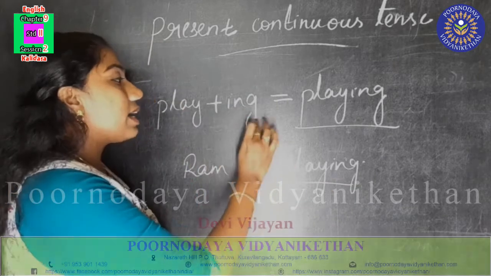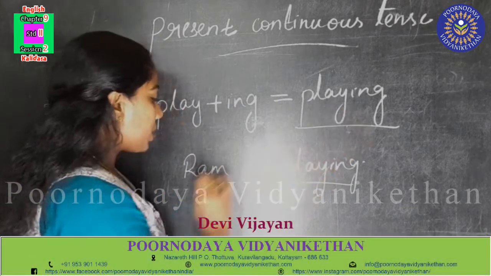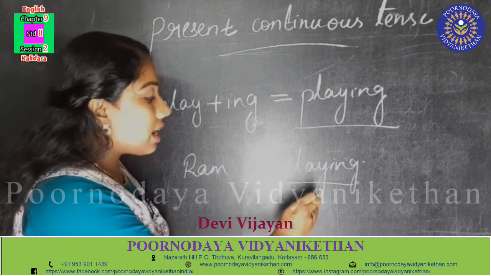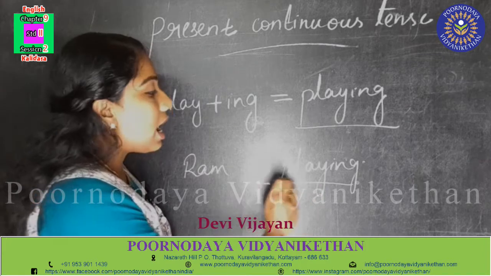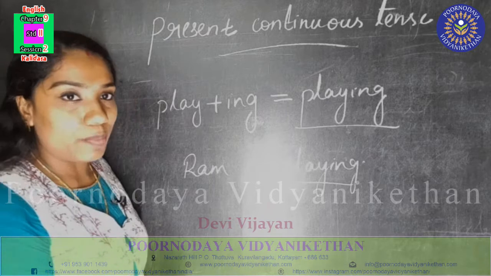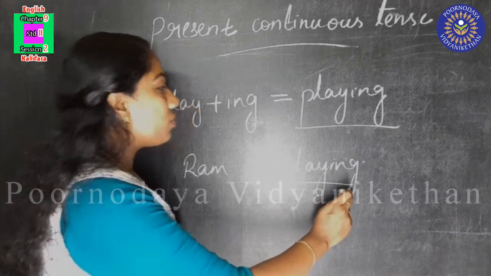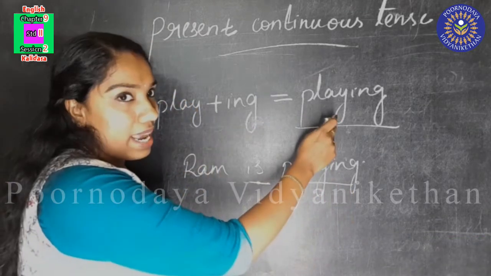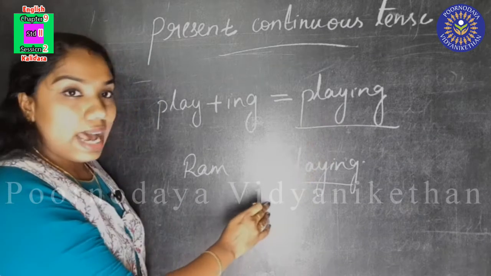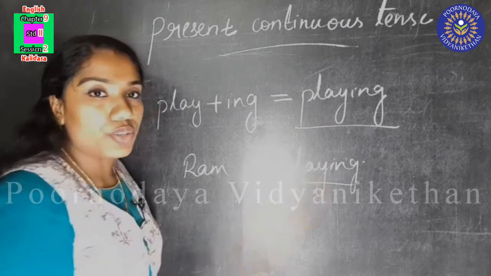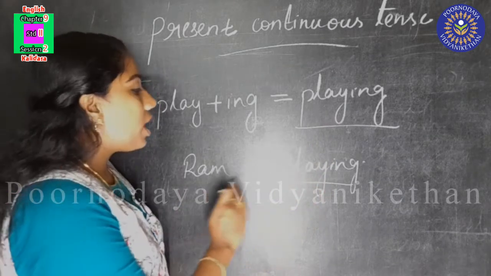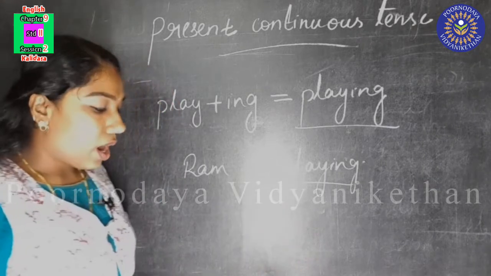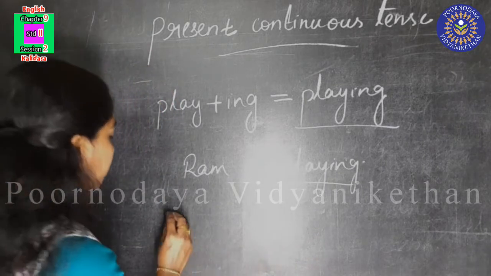Play plus ing equals playing. Ram is playing. We added is with the ing form of the verb. The ing form of the verb play is playing. So, we'll add is with the ing form of the verb. Ram is playing. Now, see the next example.